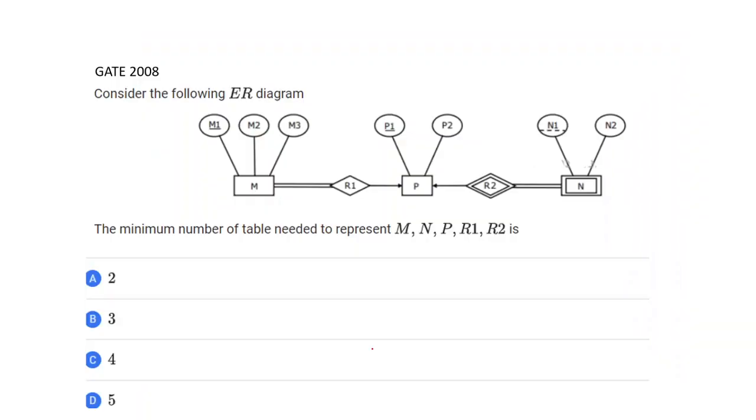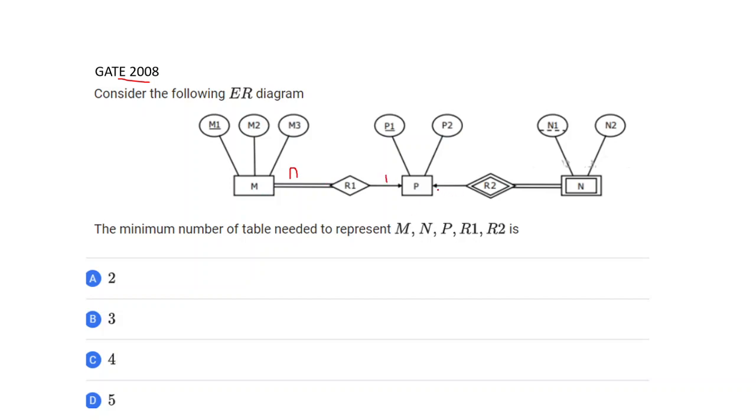So now we will be moving on to some of the GATE questions which were asked. So first, this appeared in GATE 2008, so you might also expect this kind of question in your college exams. It says that this is an entity relationship diagram. So M is in total participation with P. So this is the N side. Since there is no arrow, this is the one side.